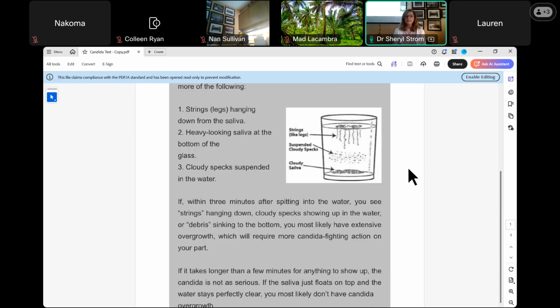If within 3 minutes after spitting into the water, you see strings hanging down, cloudy specks showing up in the water, or debris sinking to the bottom, you most likely have an extensive overgrowth, which will require more Candida-fighting action on your part. It takes longer. If it takes longer than a few minutes for anything to show up, the Candida is not as serious. If the saliva just floats on top and the water stays perfectly clear, you most likely don't have Candida overgrowth. Take that home and see if it works.